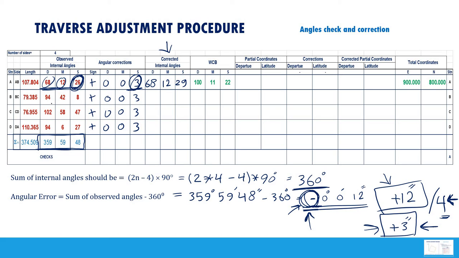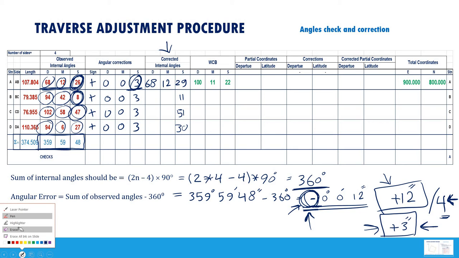For this case, it would be 94, 42, and I will add 3 to the 8, so it would be 11 here. Okay, and so on. For here, 102, 58, and then I will add 3 here, and for this case it would be 94, 6 minutes and 30 seconds. So now just let me clean everything and write them down in a nice way.